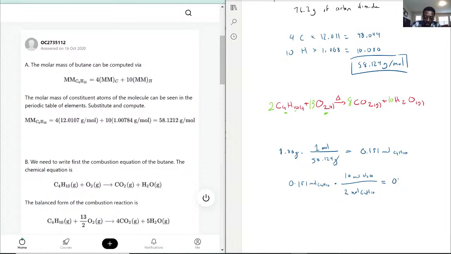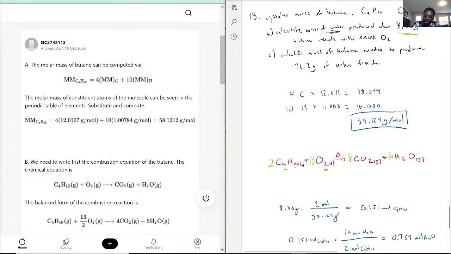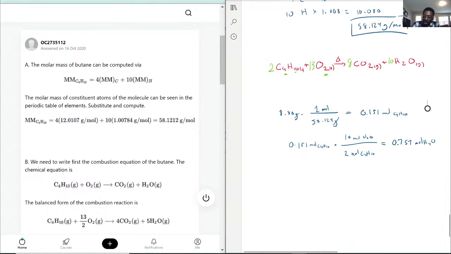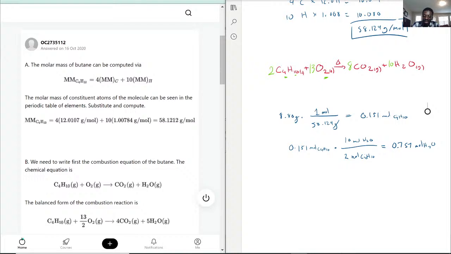So we have 0.757 mole of H2O, but they're not asking for the moles, they're asking for the grams, which is why we need, again, the molar mass of water. So same way, but I'm going to do it a little bit tinier. H2O is 2 H, so that's 2.016 plus 15.999 together.